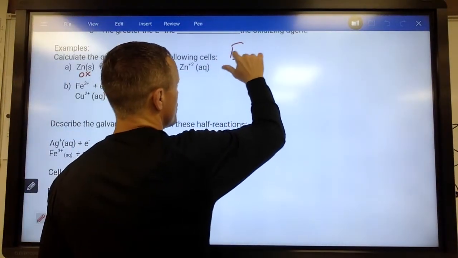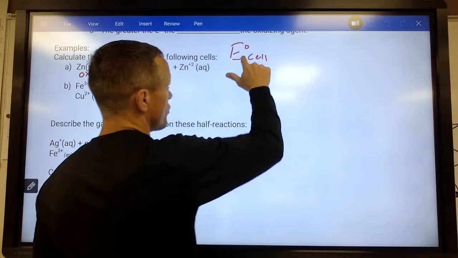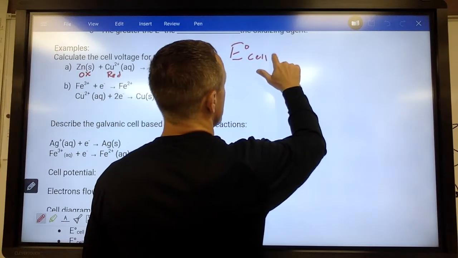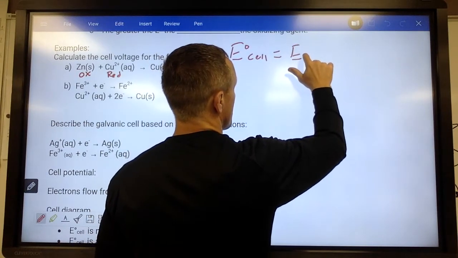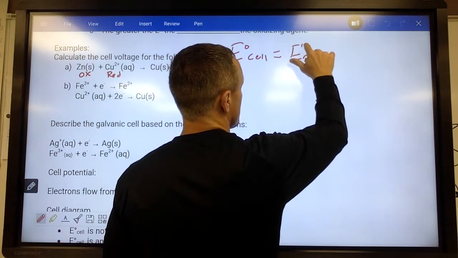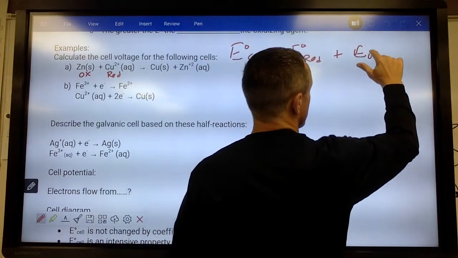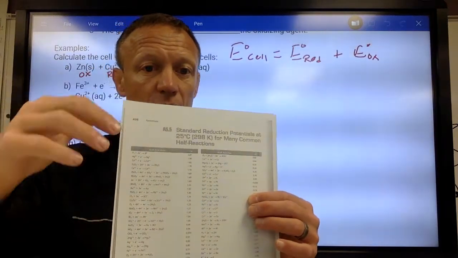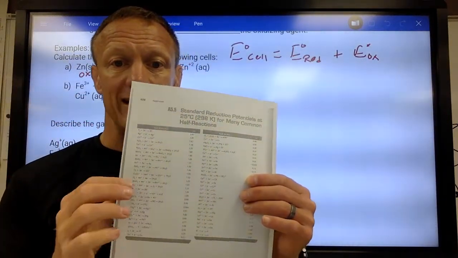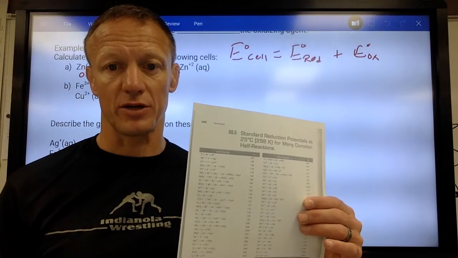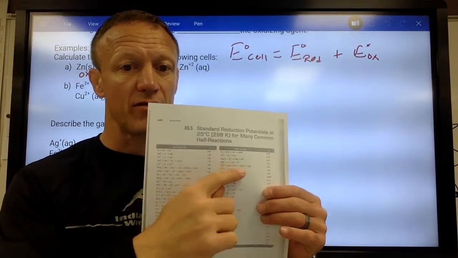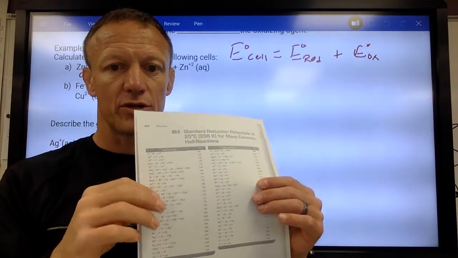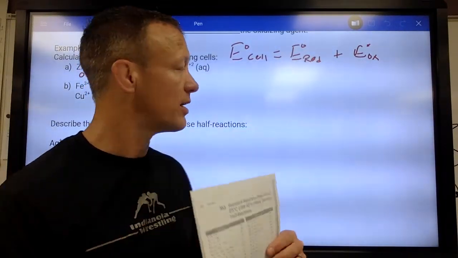And the cell voltage, electric potential, equals the reduction potential plus the oxidation potential. So remember, this is always showing reduction potentials. If we flip the reaction around, it flips the sign and is now an oxidation potential. So things that have a positive reduction potential are good at being reduced. Things that are negative are good at being oxidized.